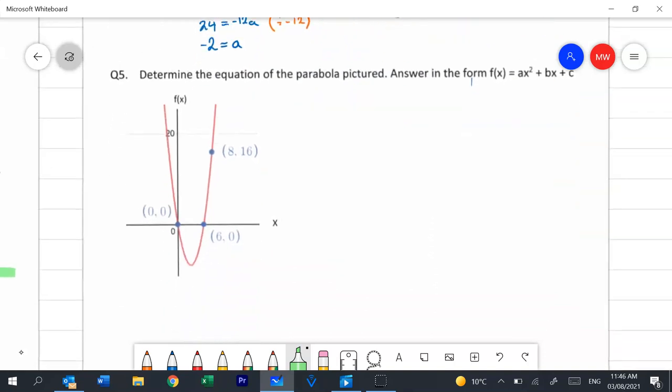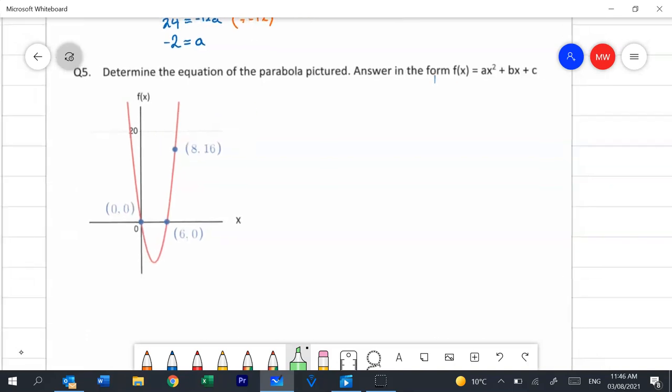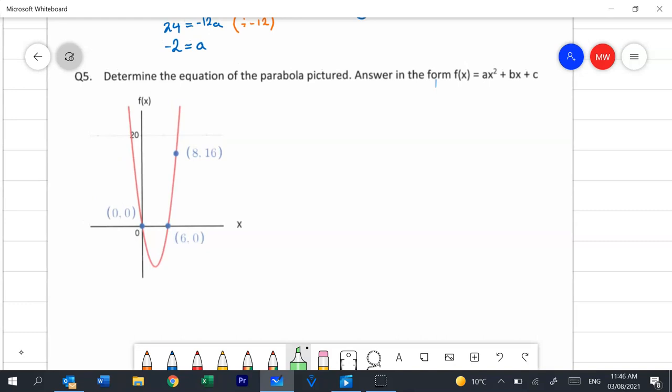Moving on to question 5. This time we've got another parabola, and we've got the two x-intercepts here, and we've got a random point here. The only difference with this question is it's asking us to write the answer in a different format, so we'll have to be careful to do that at the end of the question. Come back to that. So, we can't use the turning point form. We're back to using this form, y equals a, x minus w, x minus t. Let's substitute in what we can.